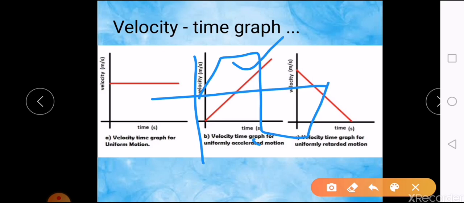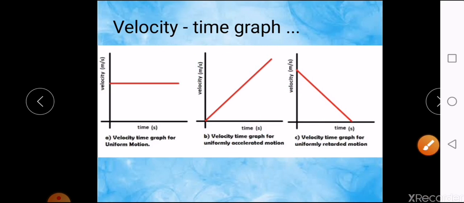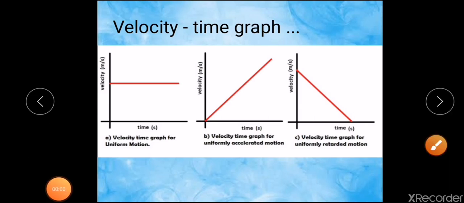Now here you are having a positive part also, a negative part also. The area calculated here will give you positive displacement, and the area calculated below, that is in your negative coordinate, will give you the negative displacement. That is the only difference. Now these are the main points which you have to remember in a velocity time graph.